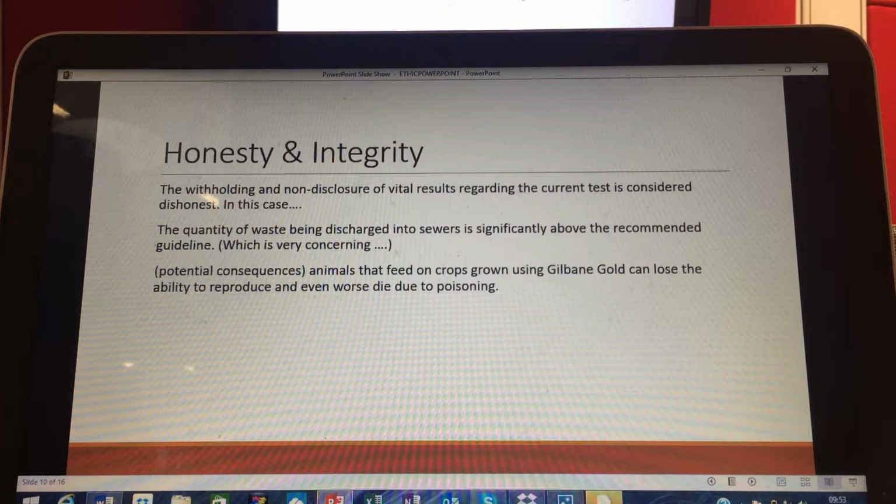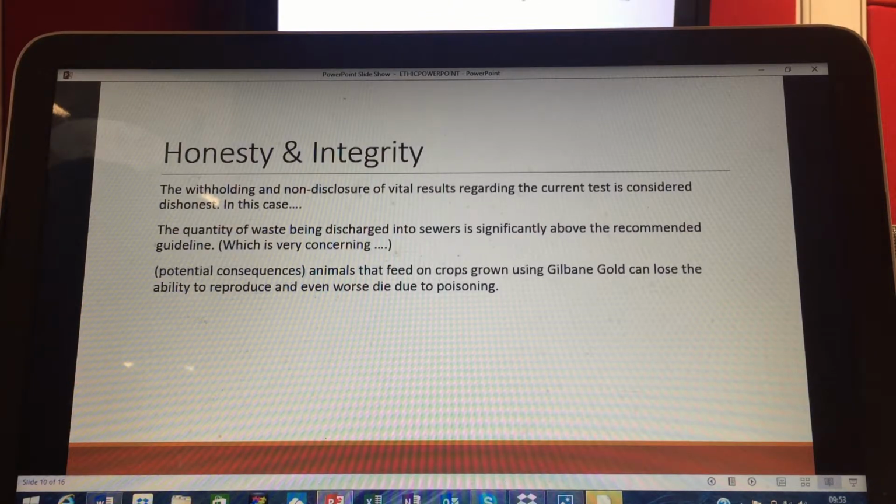The second point is honesty and integrity. The withholding of non-disclosure of vital results regarding the current test is considered dishonest, as the quantity of waste being discharged into sewers is significantly above the recommended guideline. This is very concerning because the effluent is not measured independently, rather it is measured using a ratio of toxic volume to the overall volume discharged.